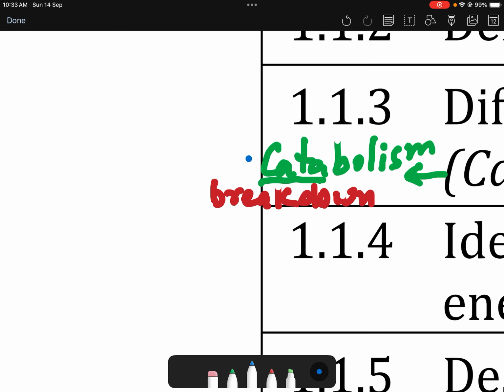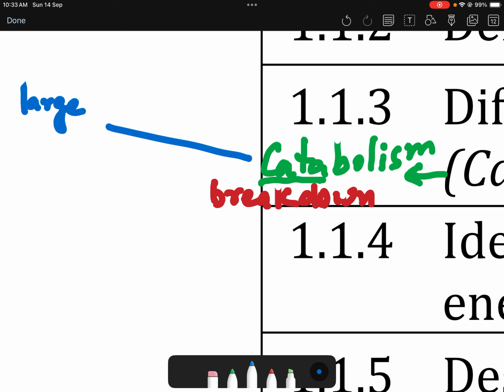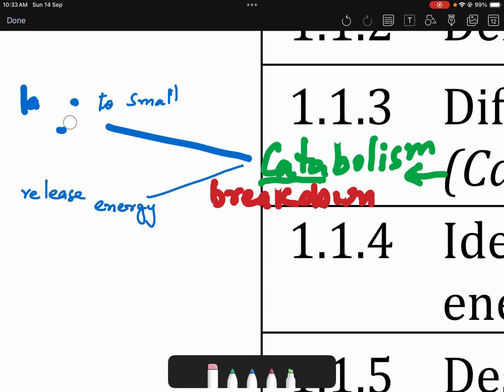Large to small. And when you do catabolism, you release energy. So these are the two things that you must learn about catabolism: large molecules to small molecules, and energy is released.